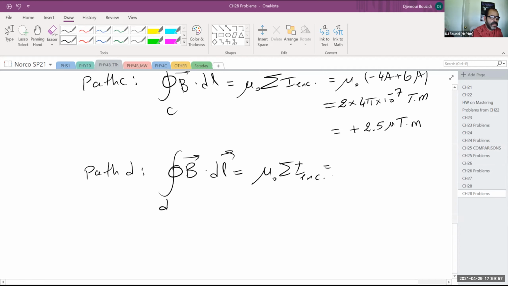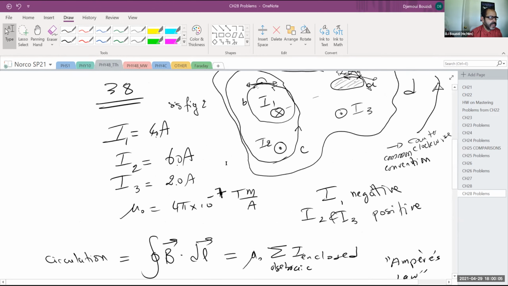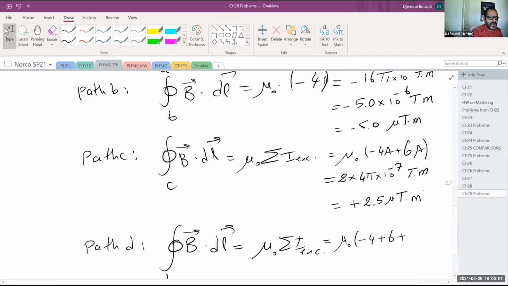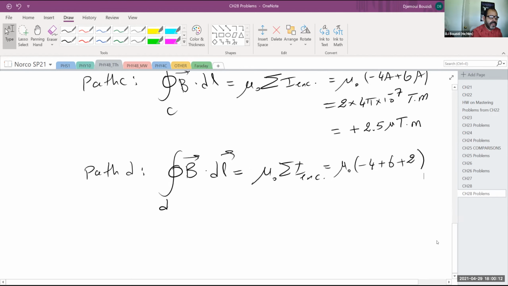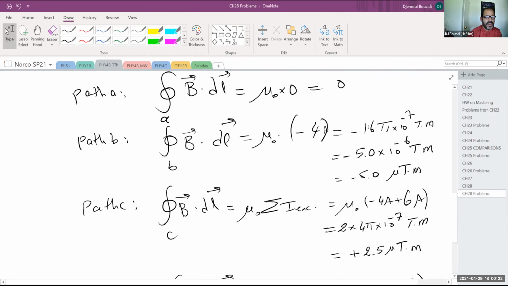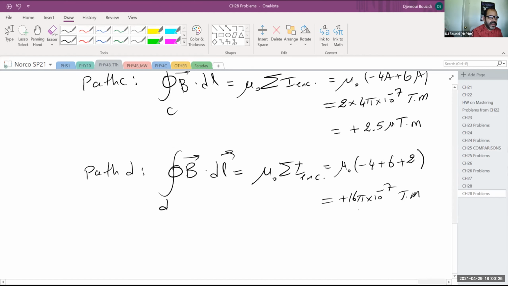So again, it's mu naught times I1, which is -4, plus 6, and plus the last value is a 2 amp current. So plus 2. So -4 plus 8 is +4. And the answer is going to be 16 pi times 10 to the -7, again, Tesla meter. And 16 is the same answer as before, except it's a positive sign, that's all. So it's going to be a positive 5.0 microtesla meter. Okay. Does this problem make sense to you guys?